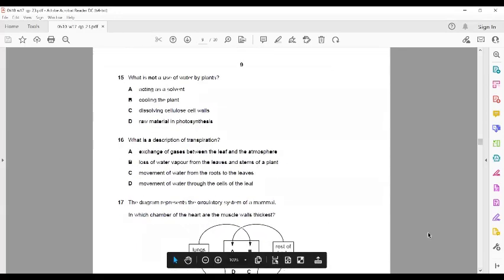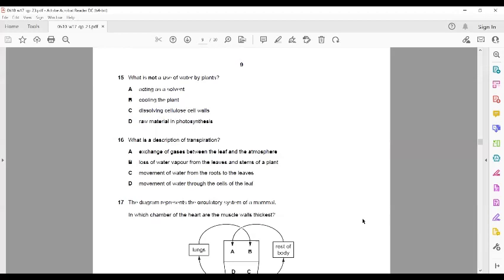Question number 15, what is not a use of water by plants? First one is acting as a solvent. Yes, always, not only for the plants. Water is a very good solvent. Cooling the plant, yes. You also use it in your body to cool your body down and adjust the temperature. Raw materials in photosynthesis, yes, because water plus carbon dioxide, in the presence of chlorophyll and sunlight energy, can make a food molecule, which is glucose, plus oxygen.